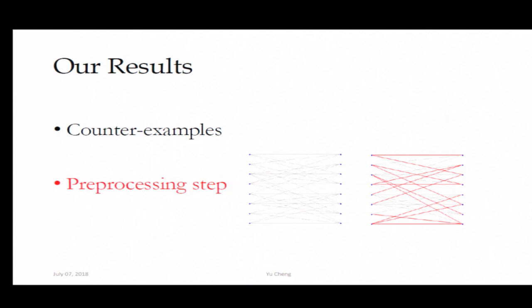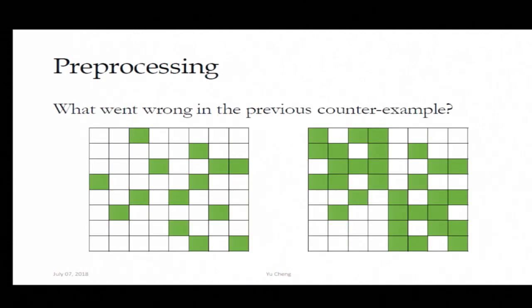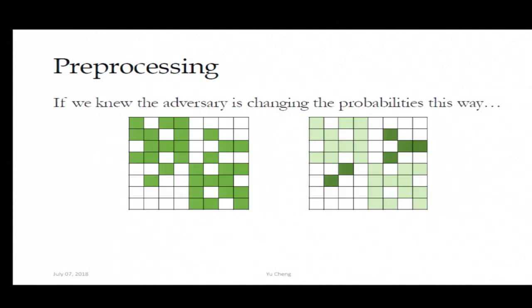So how can we fix that? Let's pause and think for a bit about what went wrong in this counterexample. If I knew the adversary is changing the probability in this way, then I can basically undo his influence. I can just assign smaller weights to the entries in the diagonal block, or I can do some subsampling on the diagonal block to basically get my uniformly random matrix back, right? Then by previous work, I know that gradient descent works.